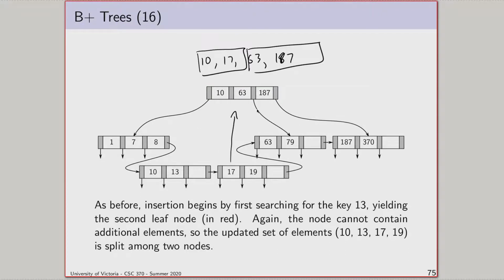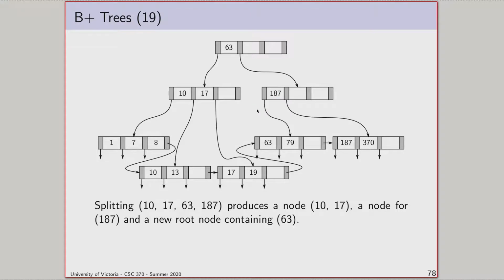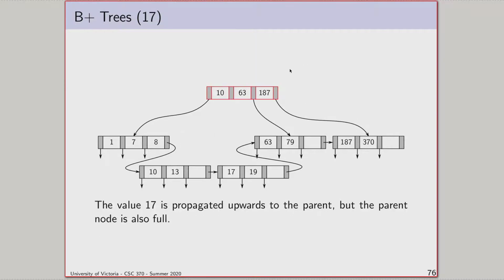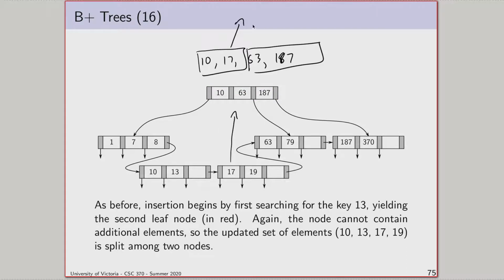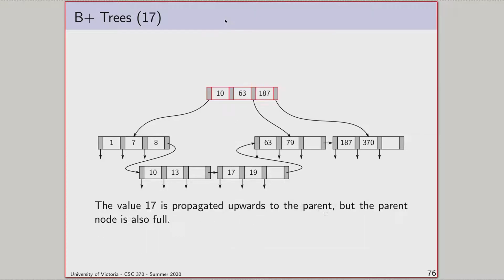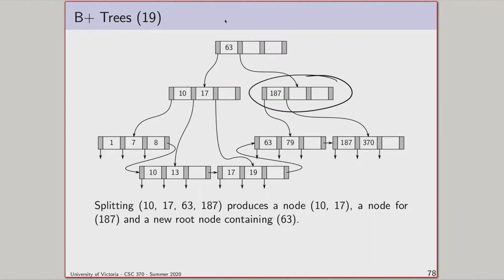But unlike with a leaf node, I don't actually have to keep the 63 over here. I can send one thing upwards. And in this case, I chose to send the first thing from the right, but I could also have chosen to send the 17 upwards, keep the 63 and 187, and then keep the 10. But I send one thing upwards to represent the new root.